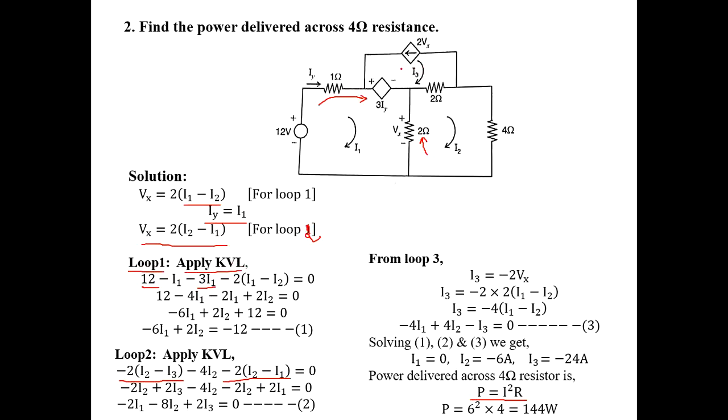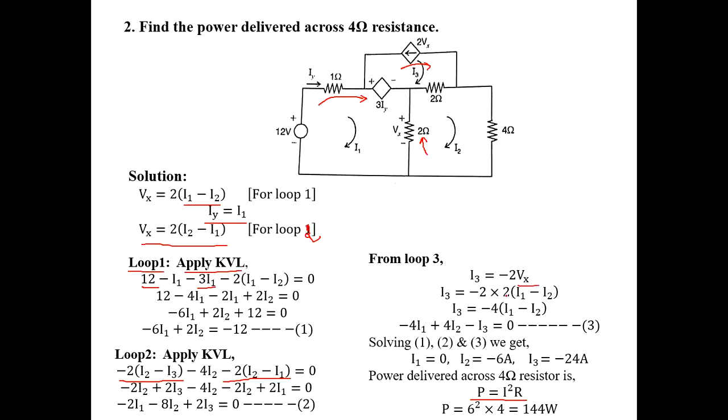This current is in this direction. The given current is in the opposite direction. We can write the equation as I3 equal to minus 2 into Vx. Both the currents are opposite, so we can write it as minus 2 into Vx.